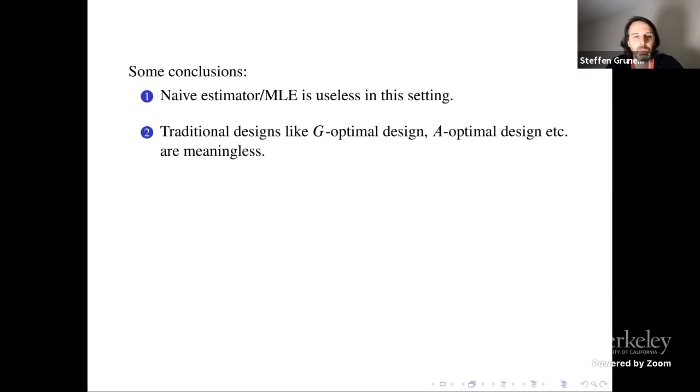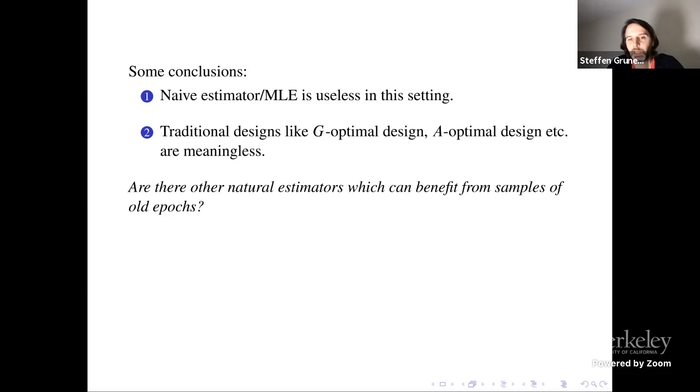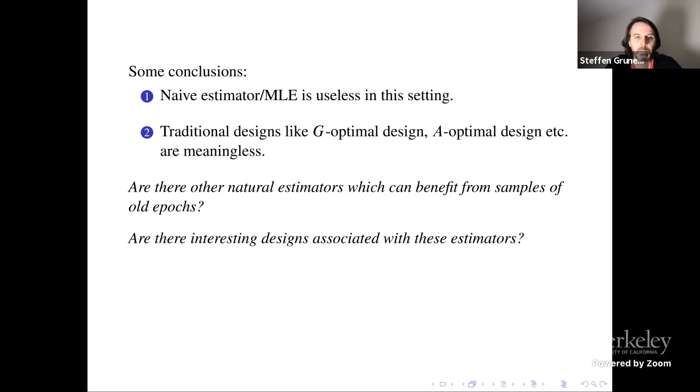So then the question is, are there other natural estimators in this setting which can benefit from samples of old epochs? You would hope so. And are there corresponding interesting designs associated with these estimators? I just want to stop here and say yes to both. We have some results on that, but to see these, we'll have to wait for our arXiv paper whenever this will come out. But there's hope, so it's not all lost. The naive estimator is just the wrong choice for these settings.